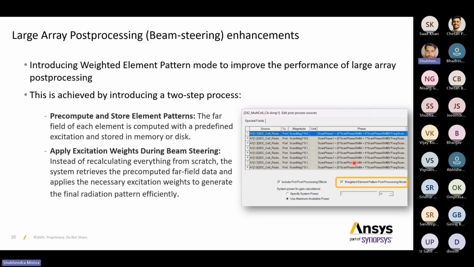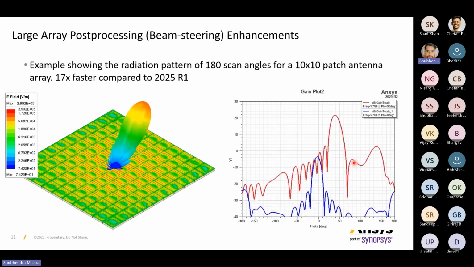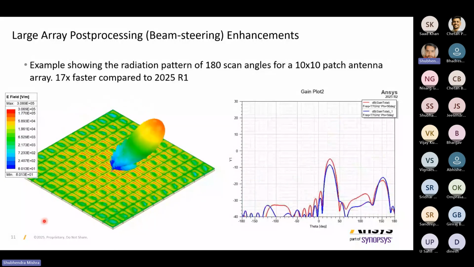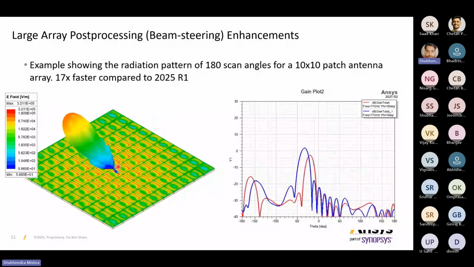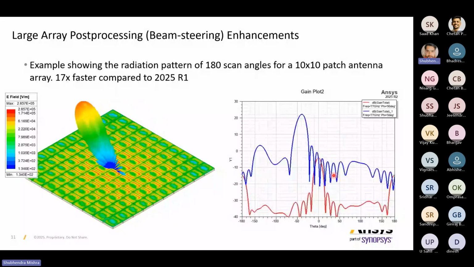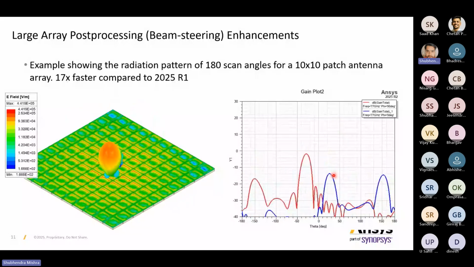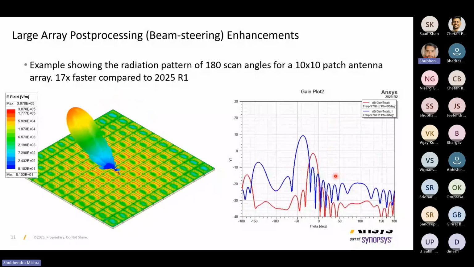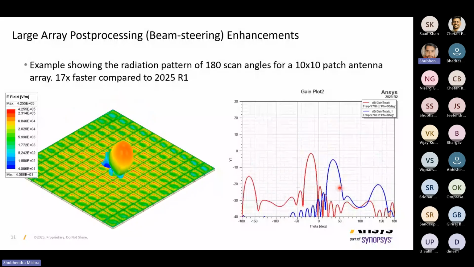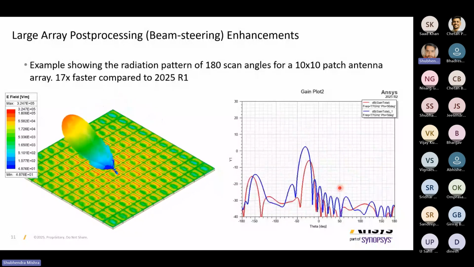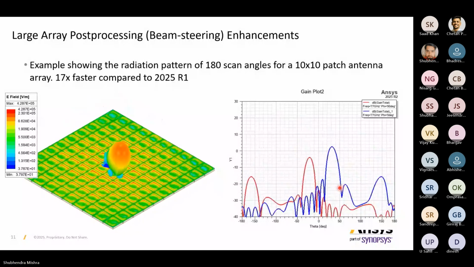In this, you can see our overall array design. Here you can see our radiation pattern, and the accuracy, and this is basically a 10 cross 10 patch antenna. You can visualize how our gain plot looks with each theta angle. You can see that in this example.